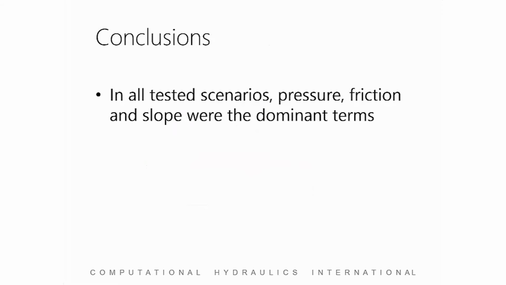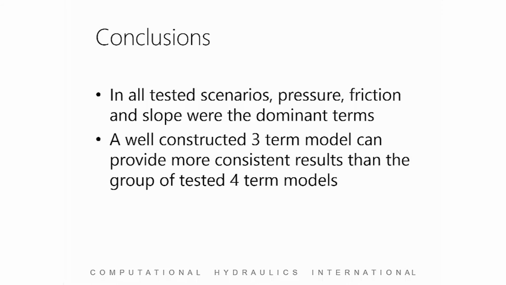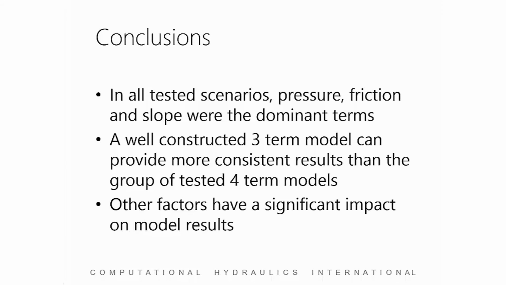So in conclusion, in all tested scenarios, pressure, friction, and slope were the dominant terms, and a well-constructed 3-term model such as PCSWM can provide more consistent results than the group of tested 4-term models. And we found that other factors, such as those elevated roadways and features in the DEM, have more of a significant impact on the model results.